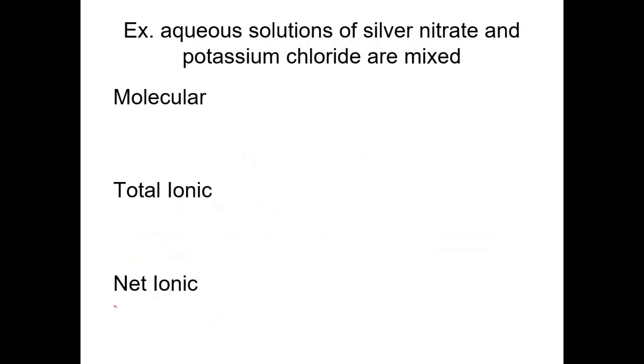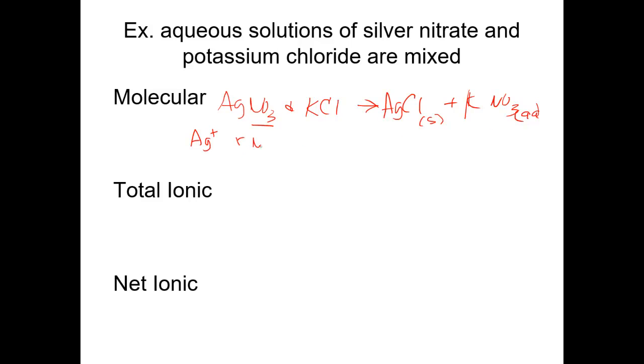So let's say I have silver nitrate plus potassium chloride, and I am mixing them so they're going to swap places, and it will probably tell you that you're going to end up making a precipitate. And because potassium is always soluble and nitrates are always soluble, it must be this. Okay, so now I need to separate into ions. Nitrates are always soluble, so this is a soluble salt, so I have Ag+ plus NO3-. They're aqueous, I'm not going to write it. I have potassium chloride. Potassium salts are always soluble.